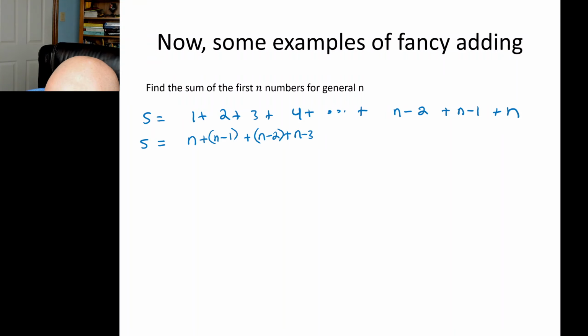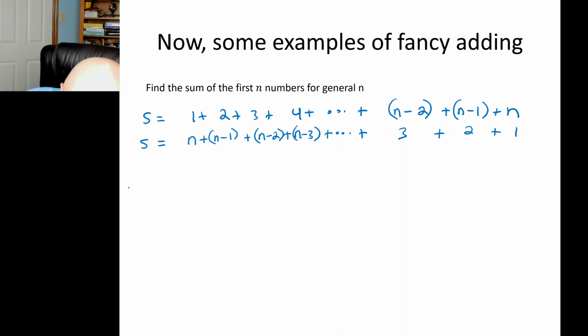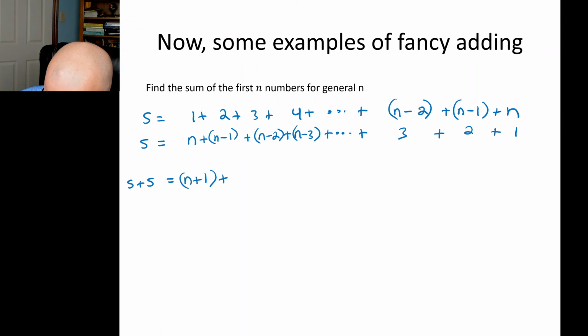I'll put brackets around these so they're a little bit easier to group together. Plus dot dot dot plus 3 plus 2 plus 1. Now add all the pieces together in columns. What is s plus s? It's going to be n plus 1 plus 2 plus n minus 1.